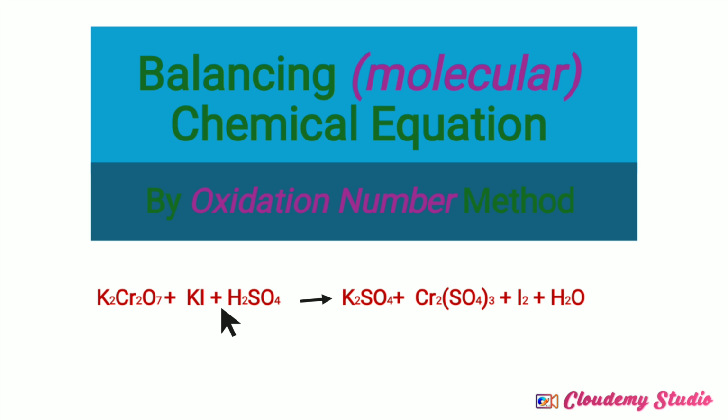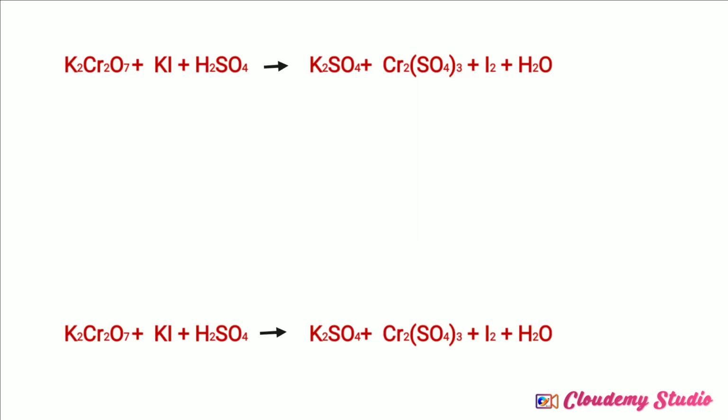The equation for the reaction is potassium dichromate with potassium iodide in the presence of the acid, that is sulfuric acid. As a result, potassium sulfate, chromium sulfate, iodine and water are obtained. This equation we can balance by the oxidation number method. First, I can note down the oxidation numbers.